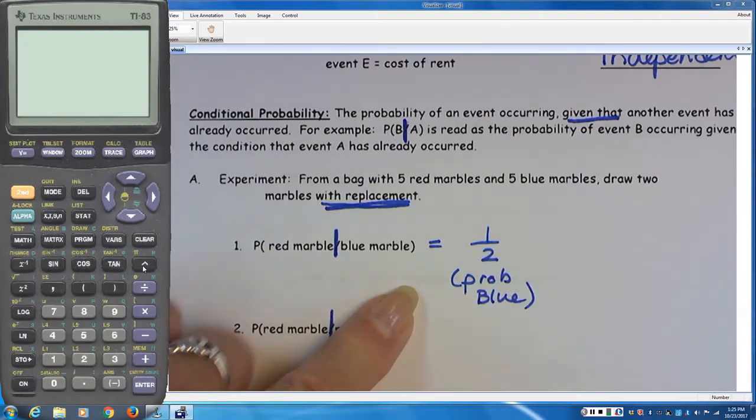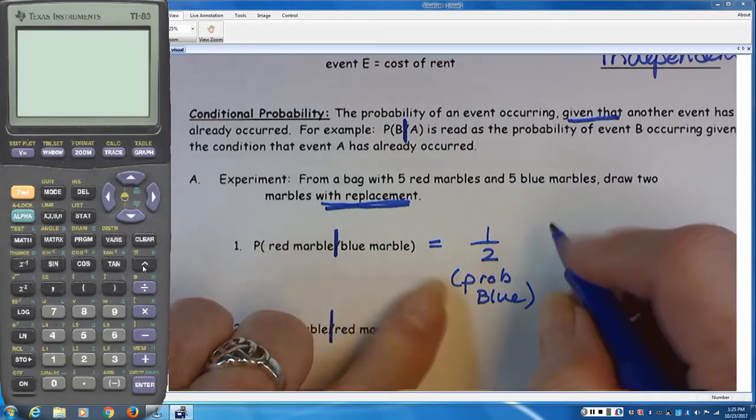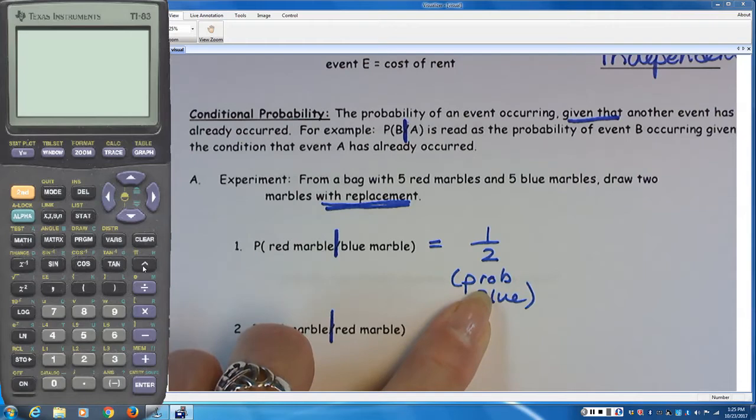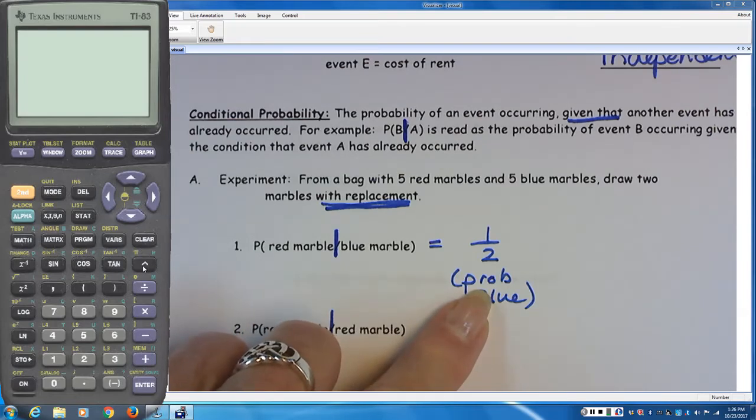So that's the probability of getting the blue one to begin with. And you have to have the blue one to begin with before you can get the red one on the second draw. Otherwise, you're not going to get a red one after having gotten a blue one. So now that you've drawn your blue marble and you put it back in the bag, what's the probability of getting a red one? Still 1/2 because there's 5 red ones out of the 10.